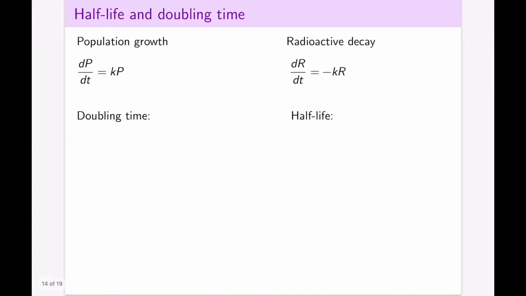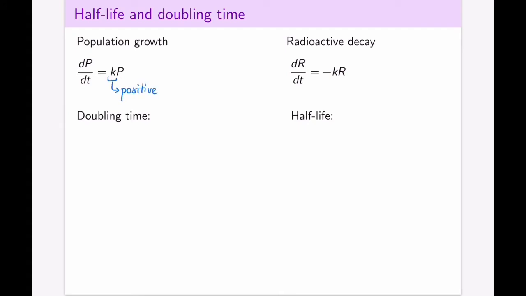Let's take a look at the two other ways that we can describe population growth and radioactive decay. And these are the concepts of half-life and doubling time, each corresponding to whether the function is that of growth or of decay. On this slide, we're going to see how those two concepts are actually similar. So for population growth, we have a differential equation that states that the rate of growth is proportional to the size of the population. If we're talking about the growth, then this constant of proportionality is going to be positive.